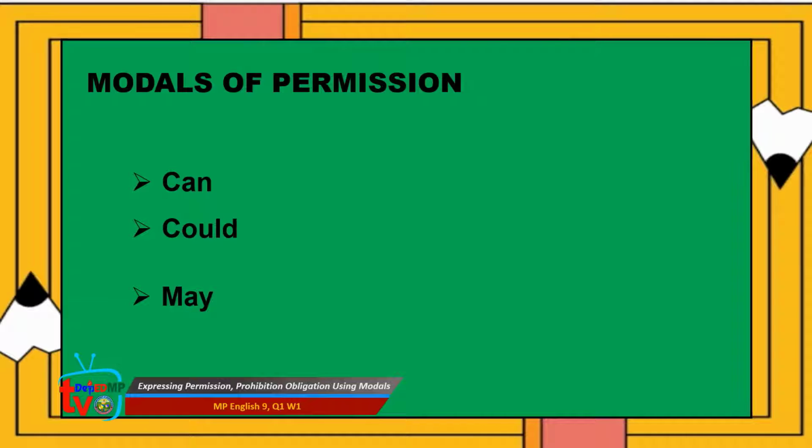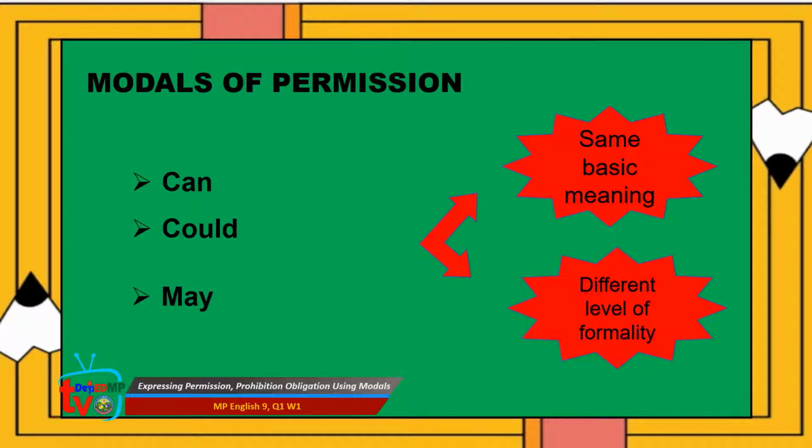These modals are often used interchangeably. However, while they are synonymous, they are actually used differently. In the table that we're going to study, it shows that we use the modals may, could, and can to ask for or give permission. They all have the same basic meaning, only that they differ in the level of formality, wherein can is casual, could is less formal, and may is most formal.